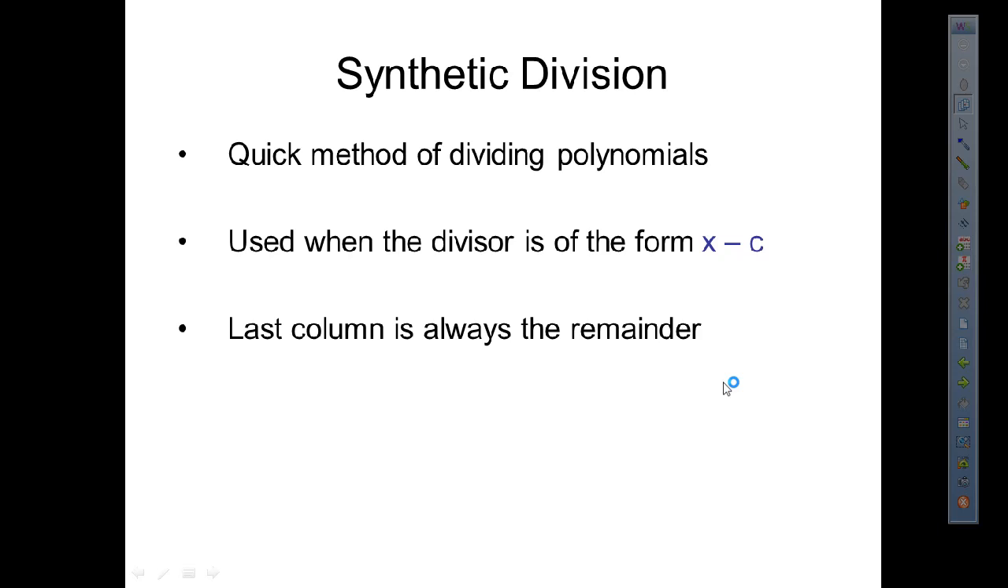All right, now let's talk about synthetic division. It's a quick method of dividing polynomials. It's used when the divisor is of the form x minus c. You cannot use it when your x has a coefficient other than 1 in front of it. And the last column, the bottom of the last column, will always be the remainder.